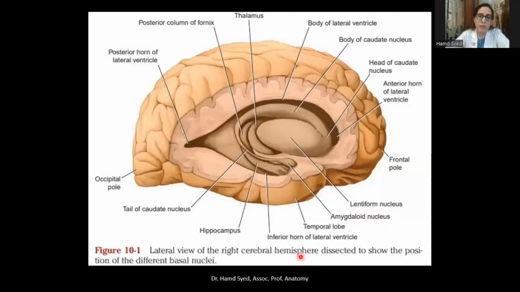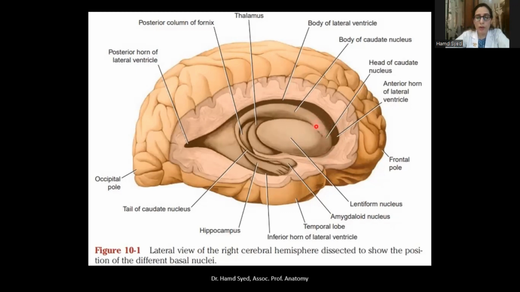Now, let's try to understand these points in a diagram. Here I'm showing you the lateral view of the right cerebral hemisphere, which has been dissected and exposed to show the position of the basal nuclei. Right now we were talking about the caudate. So if you follow the laser pointer over here, this is the portion which is known as the head of the caudate nucleus. As you can see, the head of the caudate nucleus is present anterior in position, and it is lying in relation to the anterior horn of the lateral ventricle.